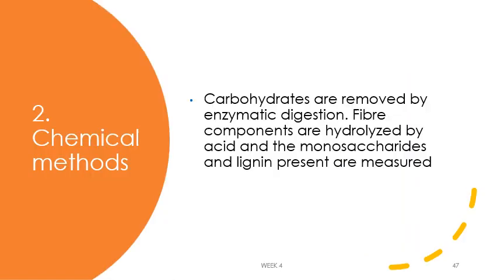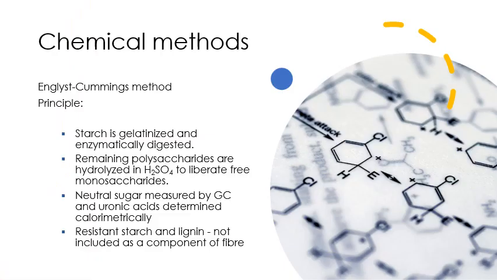We also have chemical methods that can be used to measure fiber content. Carbohydrates are first removed by enzymatic digestion. The fiber components are then hydrolyzed by acid, and the monosaccharides and lignin present are then measured.